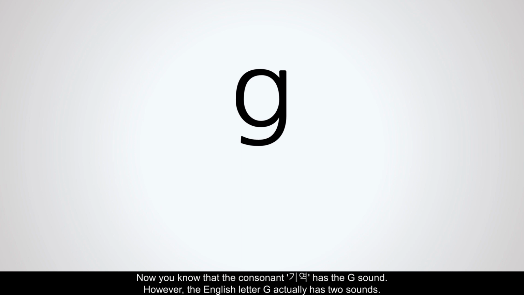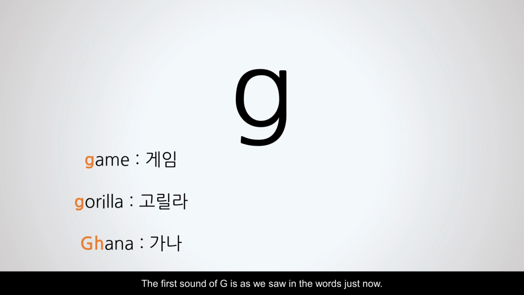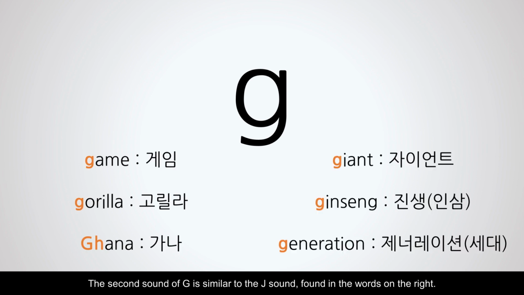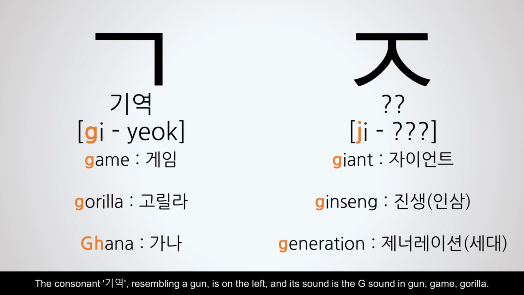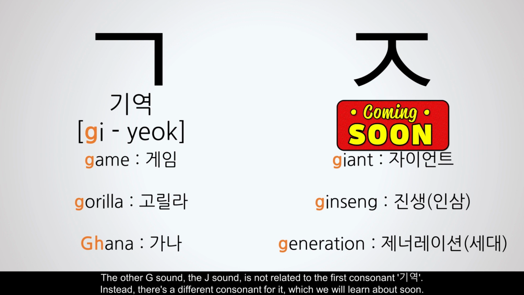However, the English letter G actually has 2 sounds. The first sound of G is as we saw in the words just now. The second sound of G is similar to the J sound found in the words on the right. The consonant gyeok, resembling a gun, is on the left, and its sound is the G sound in gun, game, gorilla. The other G sound, the J sound, is not related to the first consonant gyeok. Instead, there's a different consonant for it, which we will learn about soon.